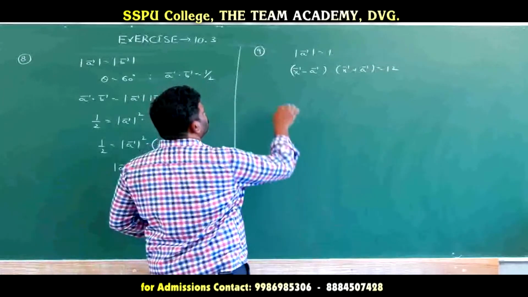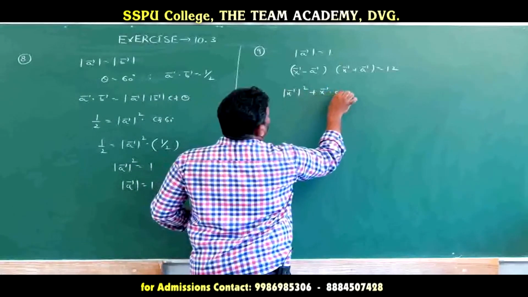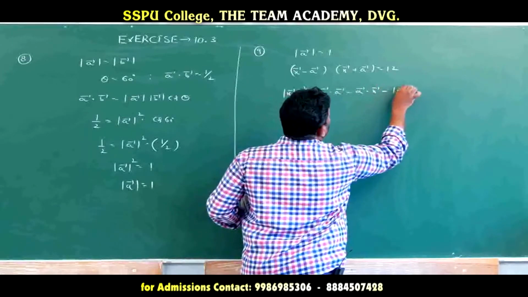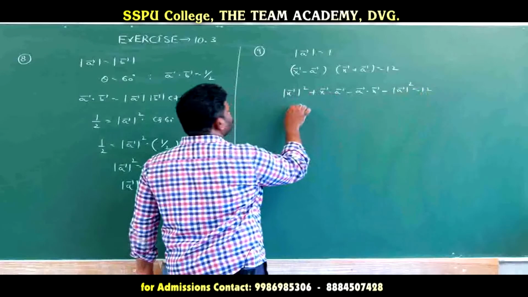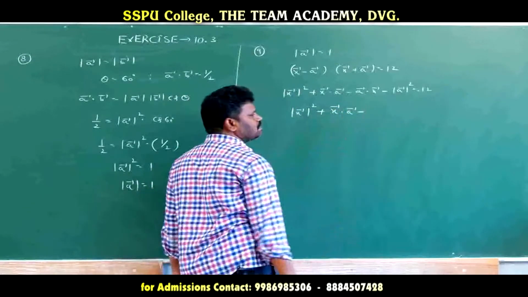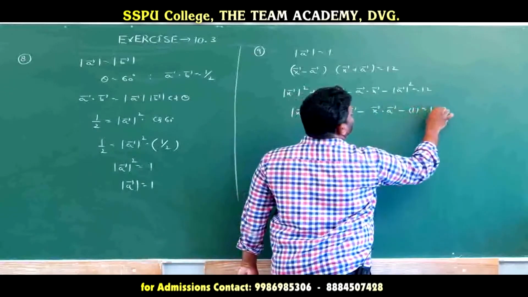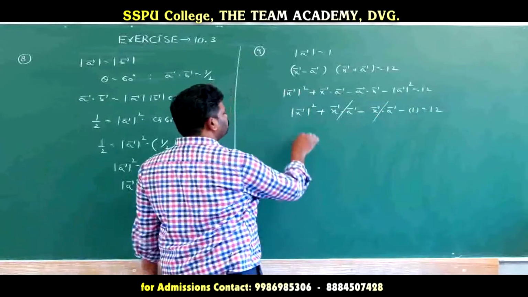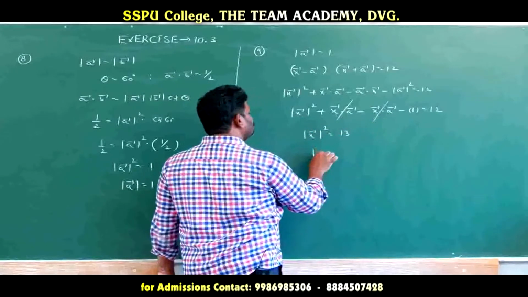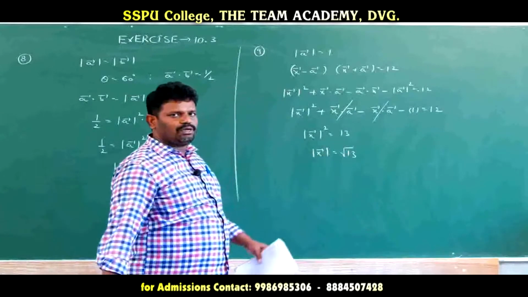Now if we apply the dot product, then what do we get here? Magnitude of x square plus x bar dot a bar, minus a dot x, minus magnitude of a bar square is equal to 12. Now x bar dot a bar minus a dot x bar cancel by the commutative property. And magnitude of a bar square is 1, so this is equal to 12. Now these two cancel. Then magnitude of x bar square is equal to 12 plus 1, taking 1 to the other side, that is 13. Then magnitude of x is equal to root 13.